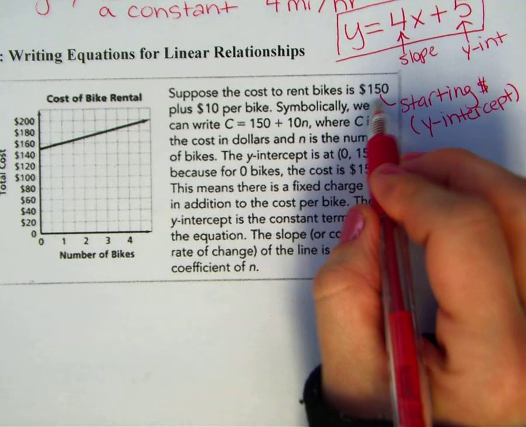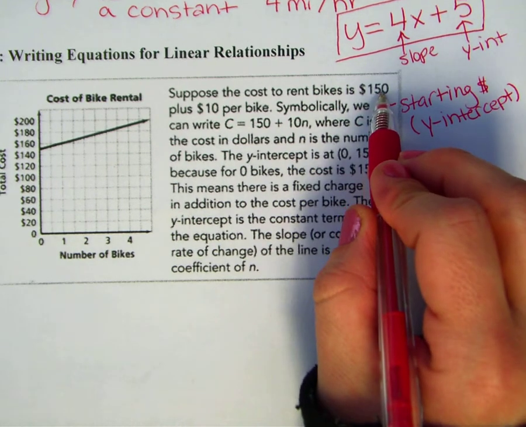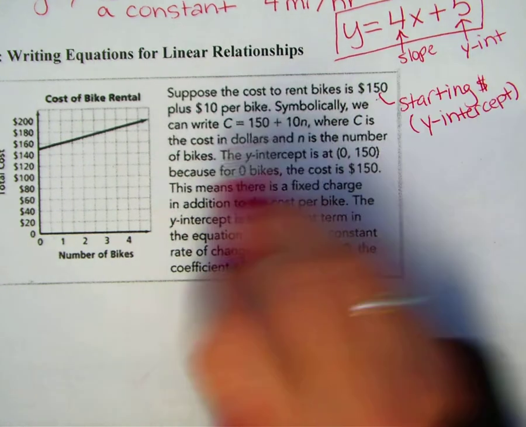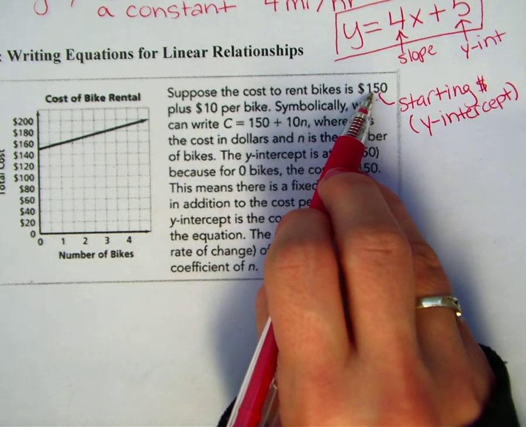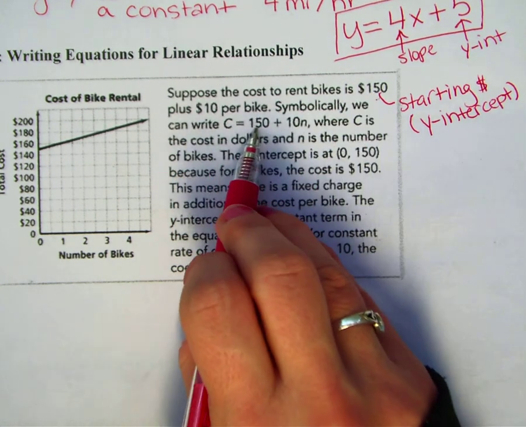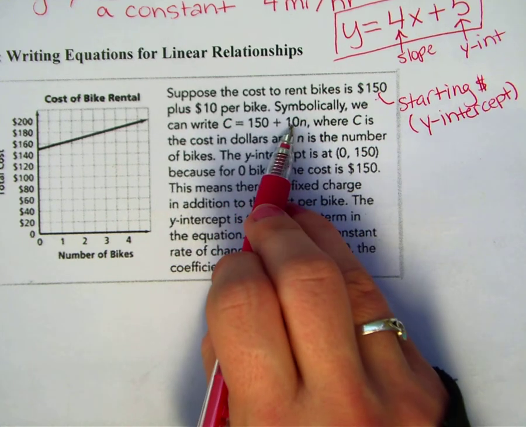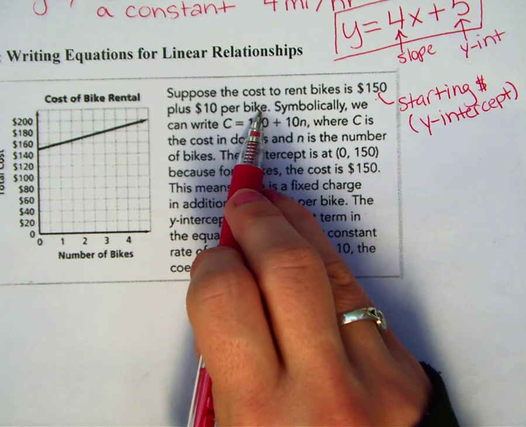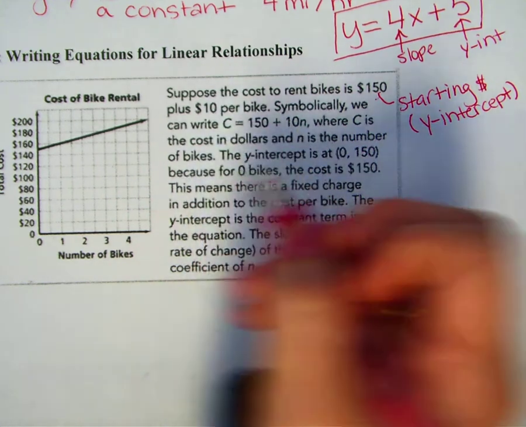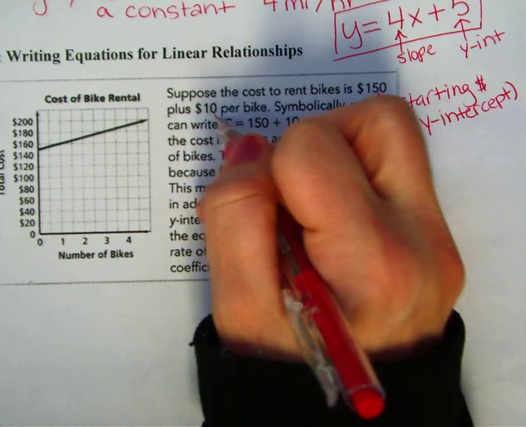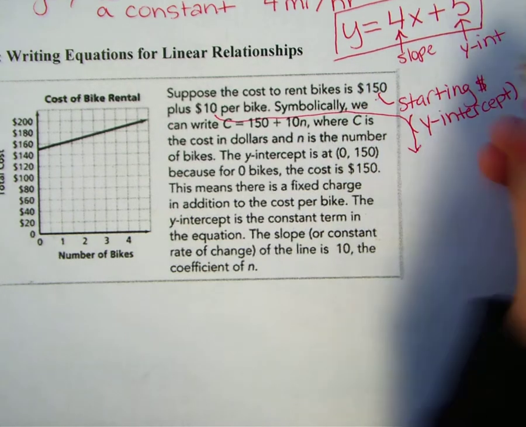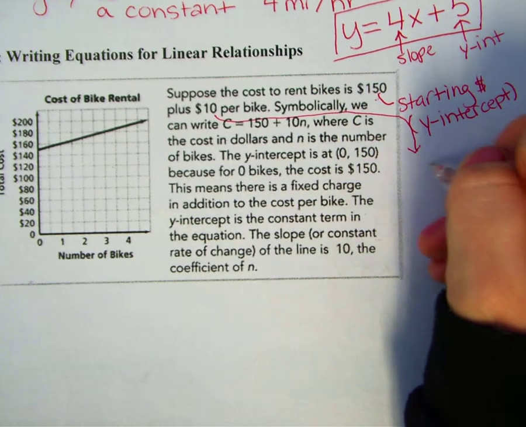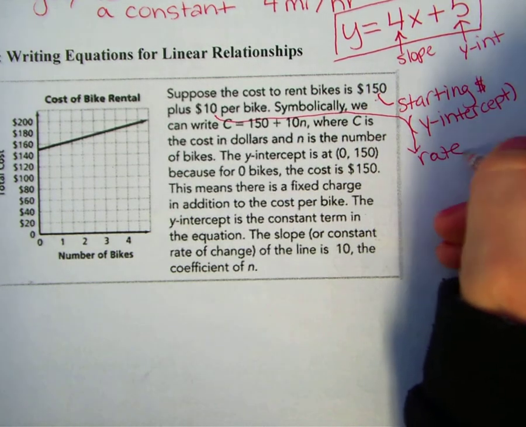Okay, so the 150 is what we start at. They pay that to rent the bikes, plus then $10 per bike. So this is like a flat fee. So that 150 goes in our equation, and then plus $10 for every bike. So the 10 is per bike. So that's the rate it's going up by per bike. So that's why the 10 has the variable with it, which means then the 10 is the same thing as my rate or my slope.